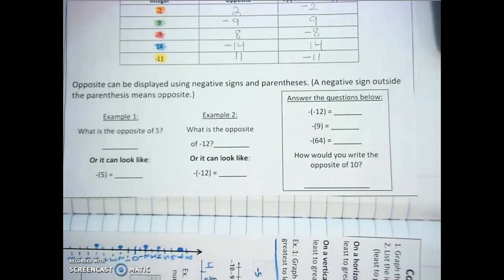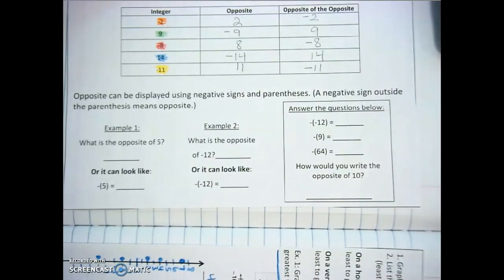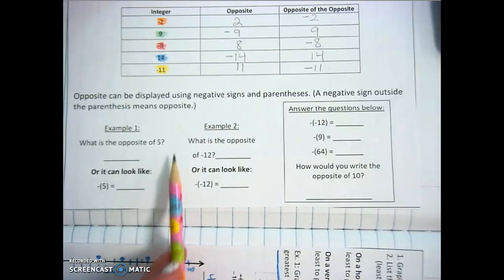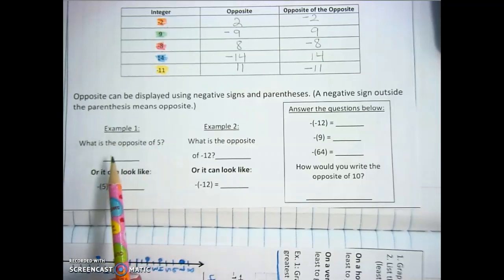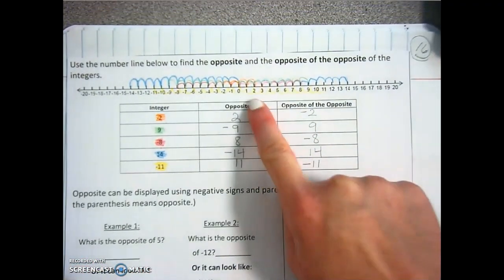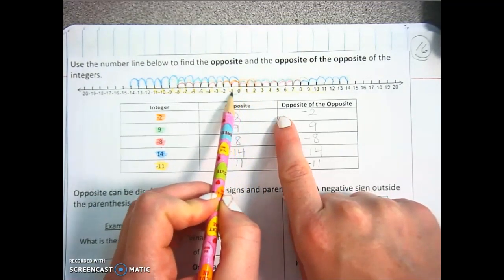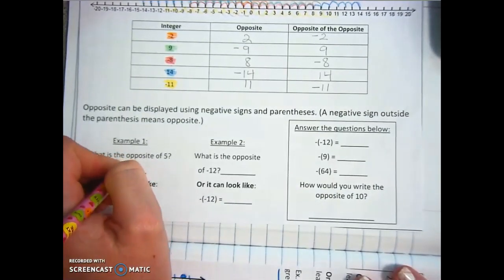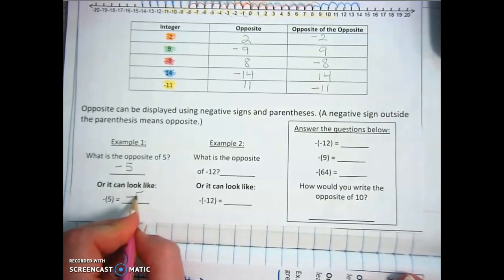All right, so next part, we have that opposites can be displayed using negative signs and parentheses. A negative sign outside the parentheses means opposite. So what is the opposite of 5? Well, how many spaces does it take to get to 0 from the other side? 5 spaces back from 5 would be 1, 2, 3, 4, 5. So the opposite would be -5. It can also look like this, the opposite of 5, which is -5.